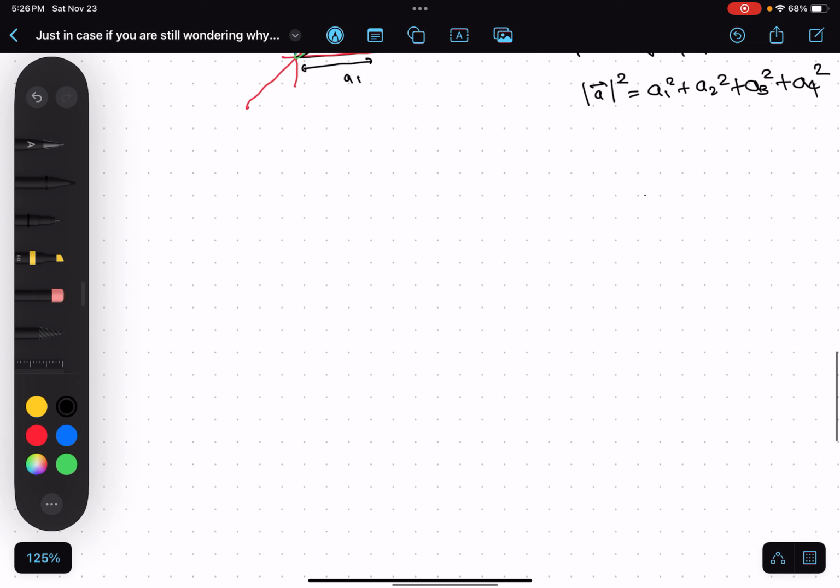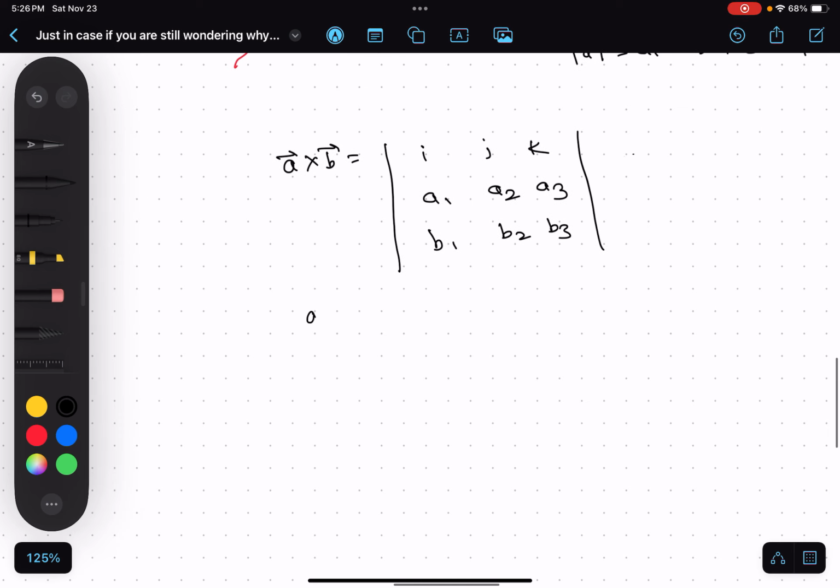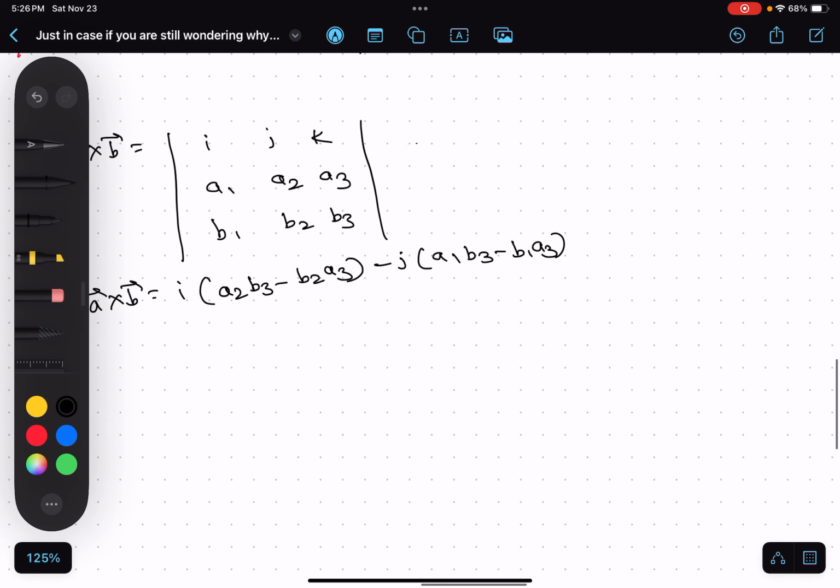So yeah, let's do that. A vector cross B vector can be found from the determinant. i, j, k, then A1, A2, A3, B1, B2, B3, right? Now its determinant would just be, first of all, i times (a2 b3 minus b2 a3). Now negative j, I guess you guys know how to find a determinant: (a1 b3 minus b1 a3), plus k times (a1 b2 minus b1 a2).